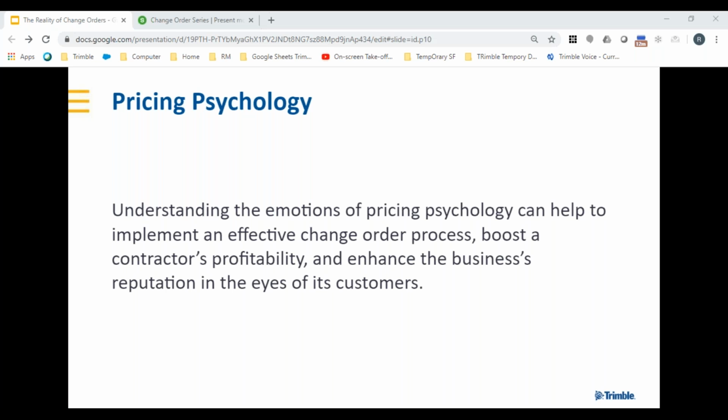Understand the emotions of price selection can help us to implement an effective change order process, boost the contractor's profitability, enhance the business reputation in the eyes of our customers. Two aspects of pricing philosophy every contractor should take into account when putting change order procedures in place: there's a price leverage and a payment resistance. The price leverage is not so much the advantage held by one party over the other. It is a question of who at the most or least is price sensitive at that given time. I think that's the key element here.